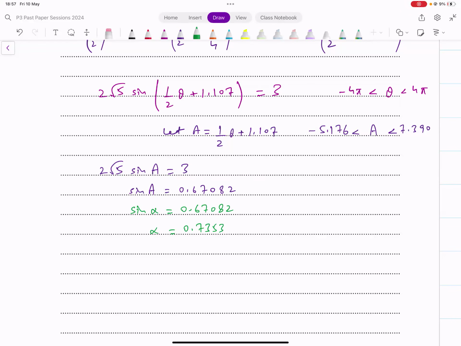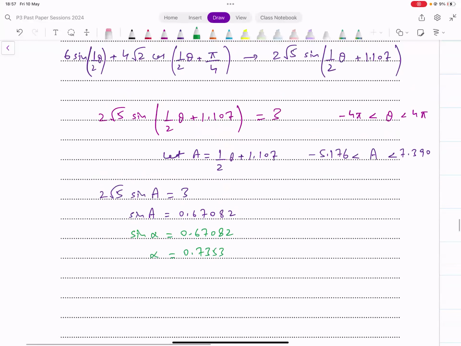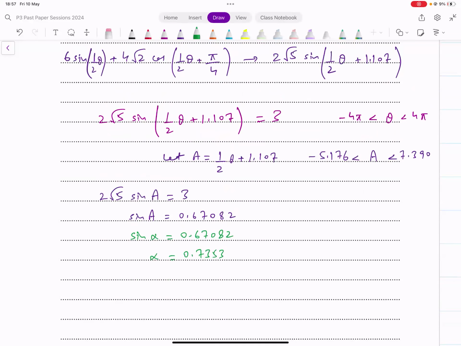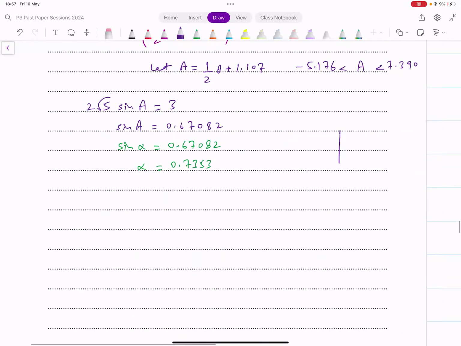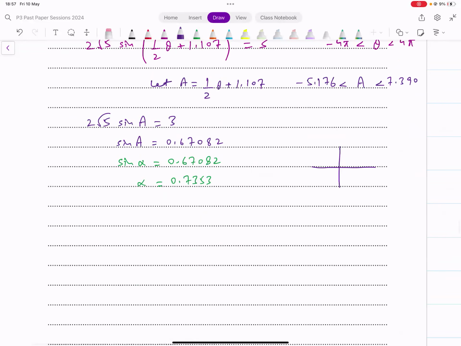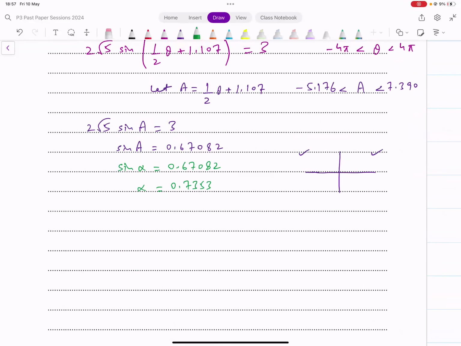This is the basic angle, 0.7353. Now that we've got the basic angle, we need to think of the quadrants we can be in. Sine is positive in the first quadrant or in the second quadrant. These are the two possibilities: the basic angle could either be here or it could be here. Now you need to think of all the possible values within this interval and see what possible values you can have in this interval.